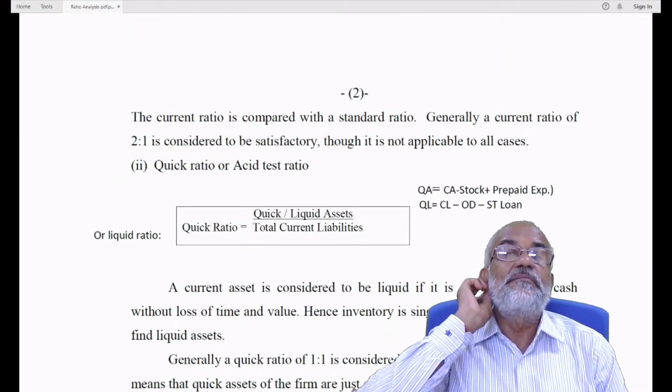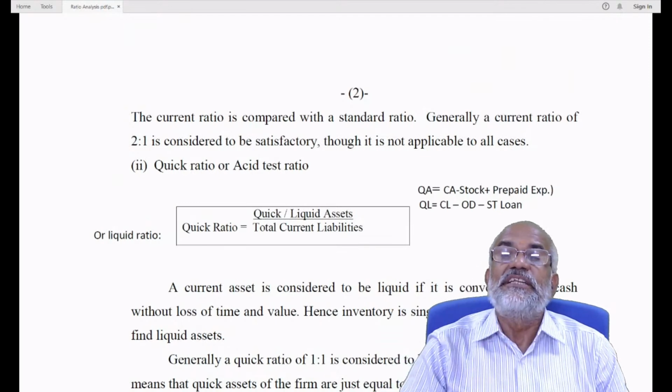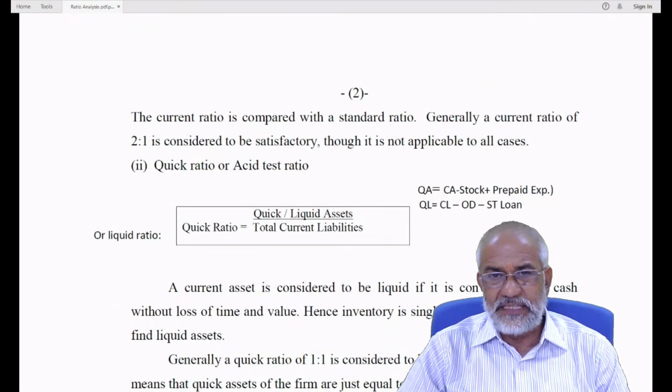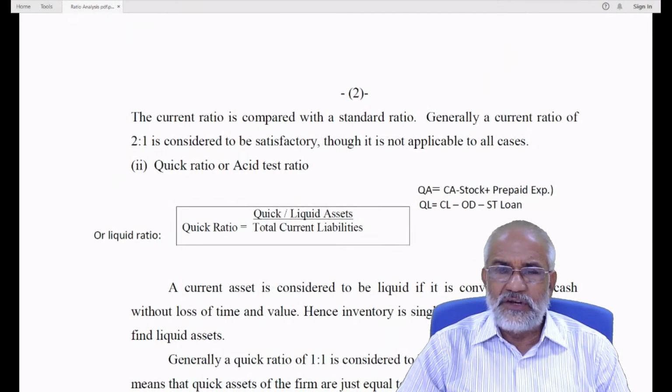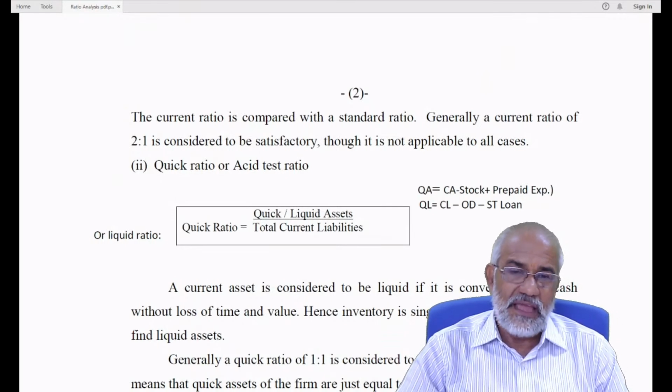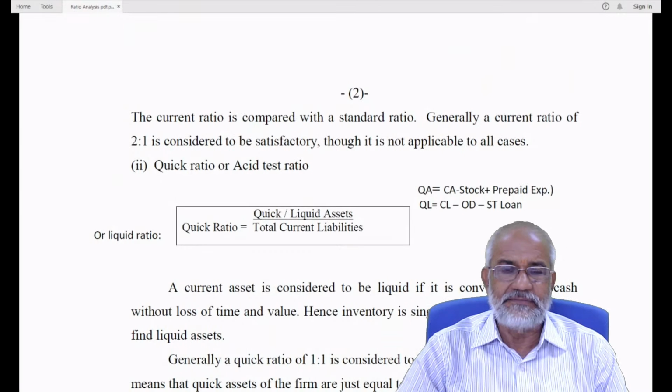The current ratio is compared with the standard ratio. Generally, a current ratio of 2:1 is considered to be ideal or satisfactory, though it is not applicable in all cases. It depends upon the types and the characteristics of the organization.